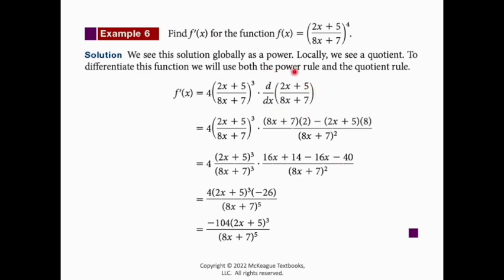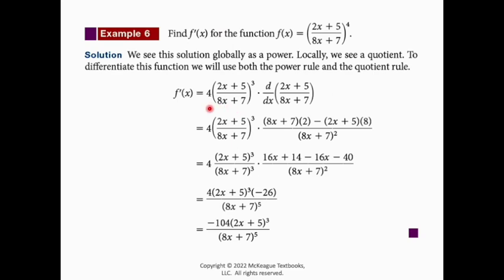So when we use the quotient rule, we're going to take the derivative of the top and multiply that by the bottom. So we have 8x plus 7 times the derivative of 2x plus 5, which is 2. Now we're going to subtract the derivative of the bottom times the top. So here's the top, 2x plus 5. And when you take the derivative of the bottom, that just gives us 8 here. And then, of course, we take the denominator and square it. So now the derivative is complete here.